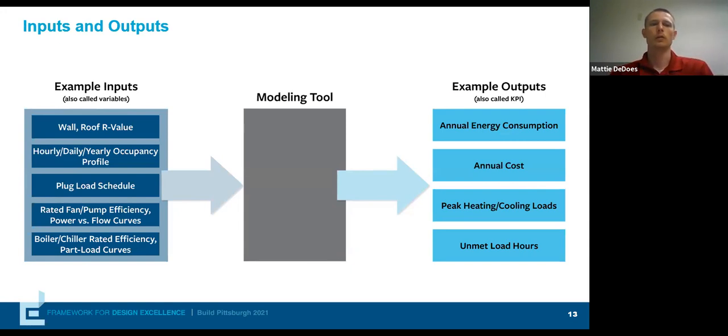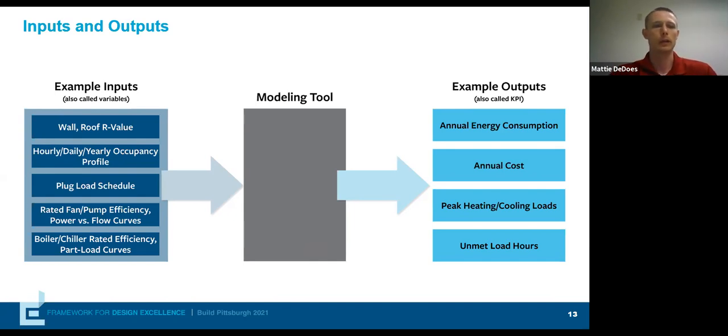So the goal of our energy model is to translate all these inputs that you see on the left side of the screen, whether it's things with our envelopes, our occupants, our lights, our HVAC equipment. There are a lot of different values that go on the input side. And we want to translate that into one or two outputs, which we'll call key performance indicators, and that's what you see on the right: annual energy consumption, our cost, our peak heating or cooling loads for sizing of our equipment, or maybe how many hours out of the year we don't meet the thermostat set points.